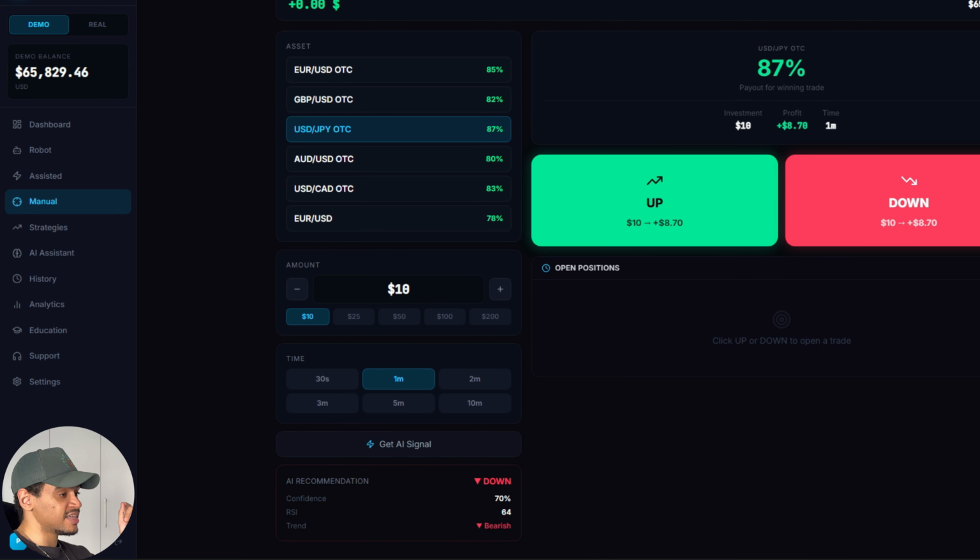You can see RSI is at 64, and we have a bearish trend, so you can enter a trade from here. It gives you how much profit you're gonna make. It has all the settings in here as well. This is what the tool that literally provides you with everything can do for you.